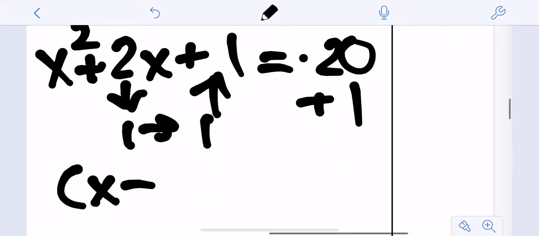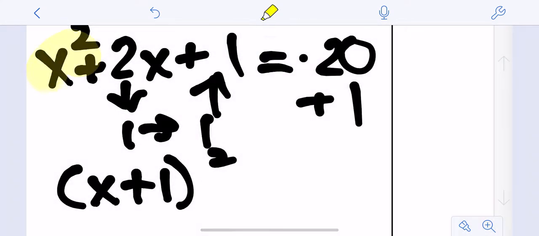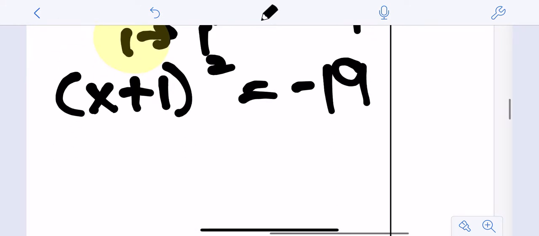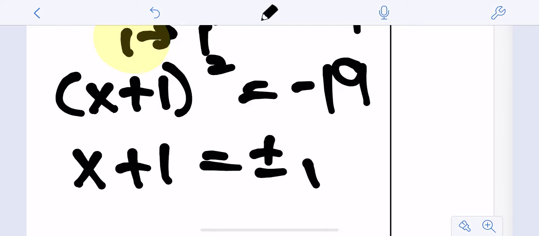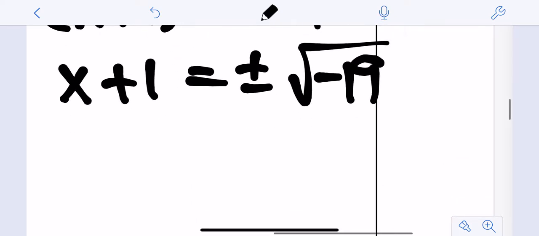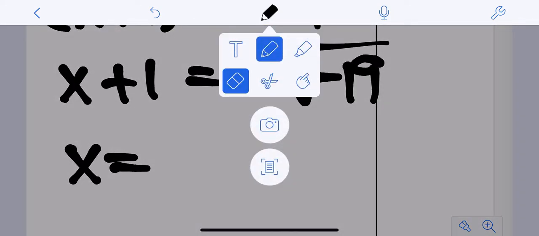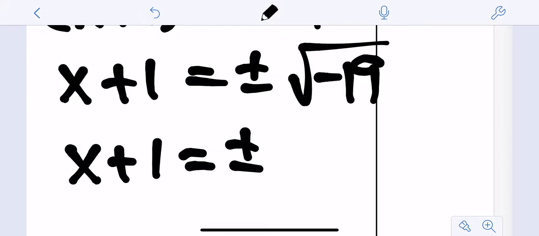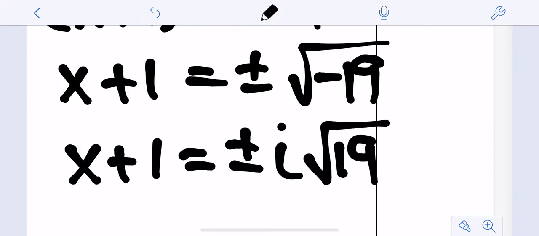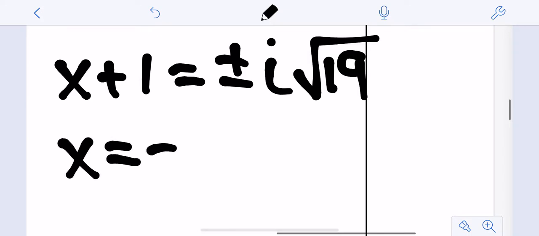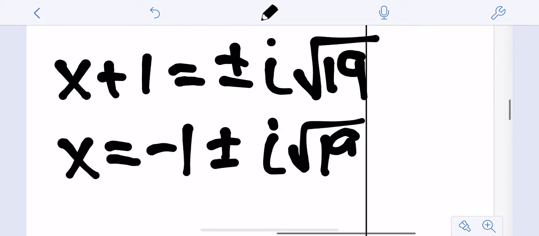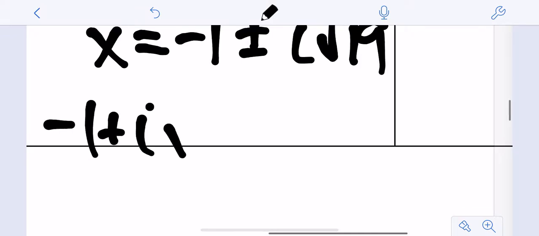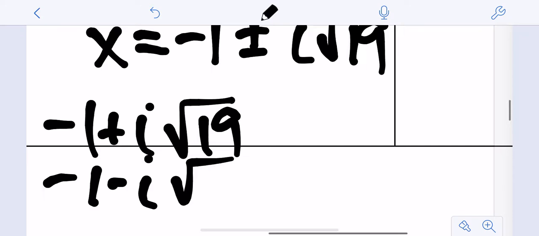So on the left side, it's going to be factored to be x plus 1 squared. Remember, that's always going to be this variable and that number. On the right side, I'm going to get negative 19. And now square root both sides. So x plus 1 equals plus or minus square root of negative 19. Now, I can't simplify the 19, but I can simplify the radical. So this is going to give me x plus 1 equals, I can take out the i and square root of 19. So I get x equals negative 1 plus or minus i radical 19. So my two solutions are negative 1 plus i radical 19 and negative 1 minus i radical 19.